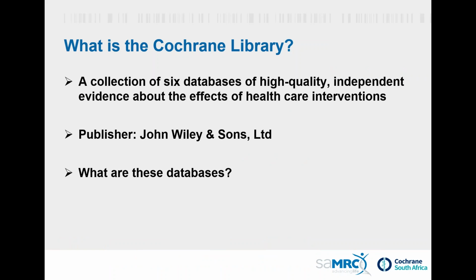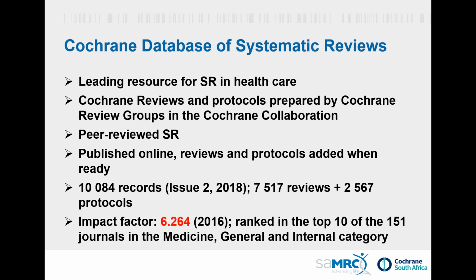So what exactly do we find within the Cochrane Library? It says it's a library, but it consists of 6 databases of high quality independent evidence which can be used to inform healthcare decisions. And it is published by John Wiley and Sons. And we are now going to go into what exactly are these various databases within the Cochrane Library.